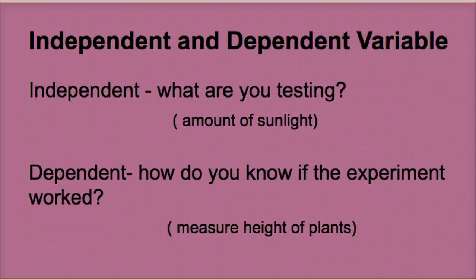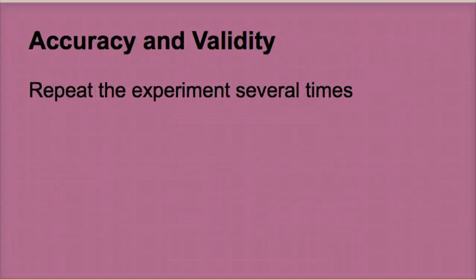Two other factors to consider when we're designing an experiment are the dependent and independent variable. The independent variable is what are you testing? In this case, we are testing the amount of sunlight. The dependent variable is how do you know if the experiment worked? Some sort of measurement or observation will basically give you an idea if the experiment worked or not. For accuracy and validity of an experiment, you are always to repeat the experiment several times.